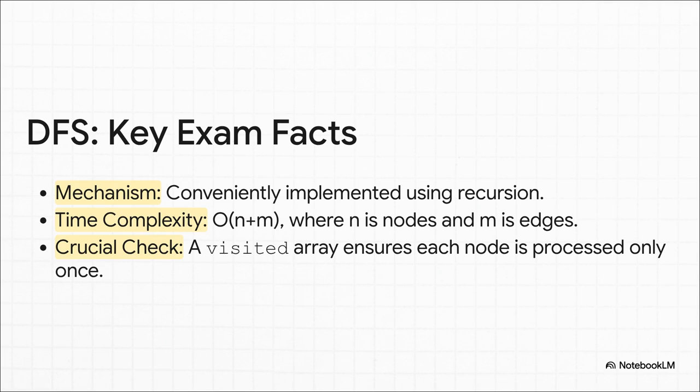Okay, for your exam, these are the facts you need to burn into your brain. The core engine is a stack, which recursion gives you for free. The time complexity is O of n plus m, because we touch every node and every edge just once. And here's the rookie mistake to avoid, forgetting to check if you've already visited a node. If you forget that, on a graph with a cycle, you'll get stuck in an infinite loop forever. You don't want to do that.